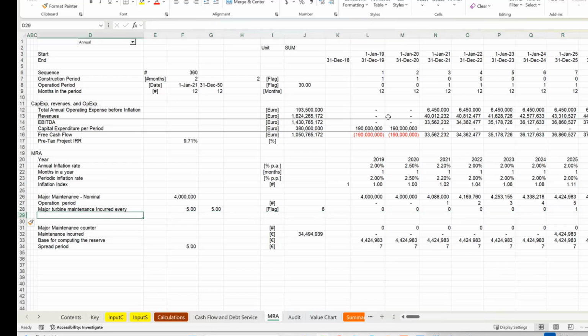We need a flag for the period before the COD. Put a flag before COD. Now, let's go to column F, because we're going to have a monthly period. F29. Yes. Are you there? I'm just not seeing it.